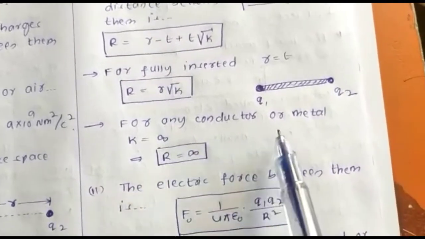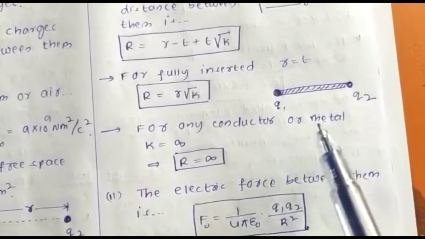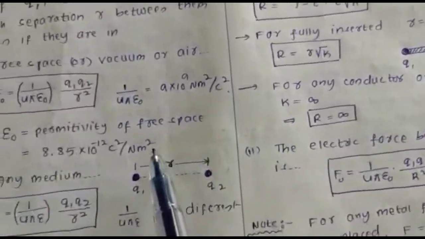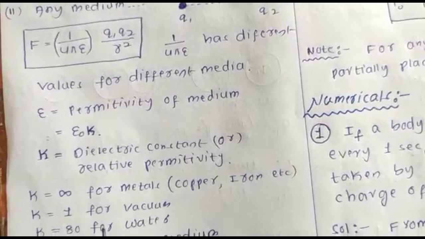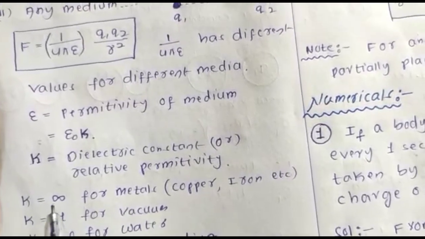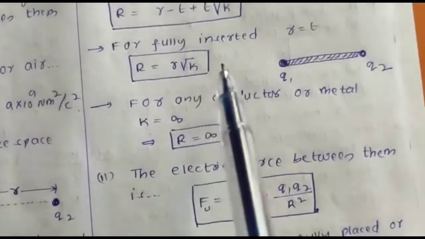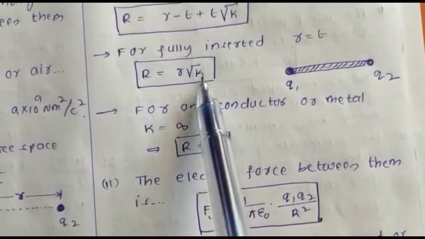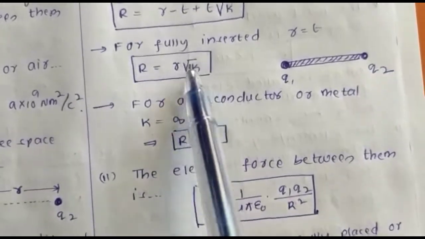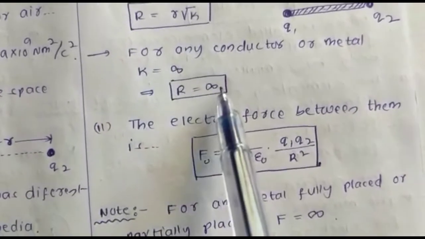And for any conductor, we know that for a metal or conductor, the dielectric constant value we have already seen, K is equal to infinity. Therefore for any conducting material, if you substitute here, you get K equal to infinity, and infinity times anything is infinity. Therefore R is also infinity.